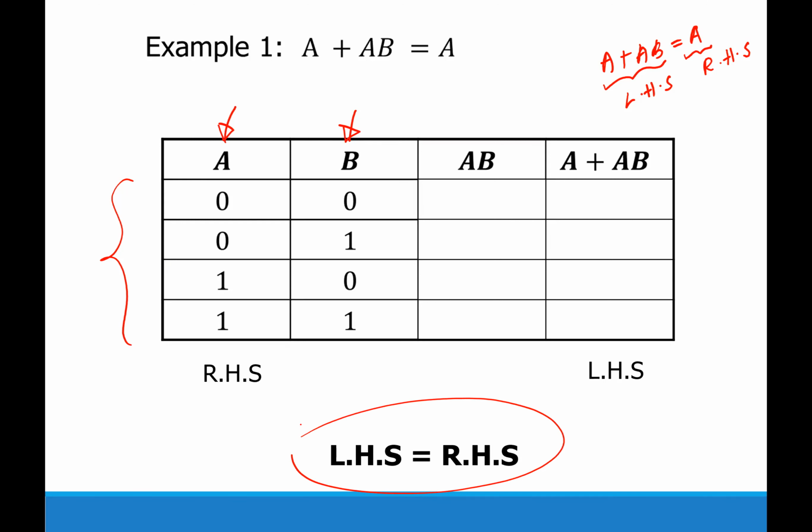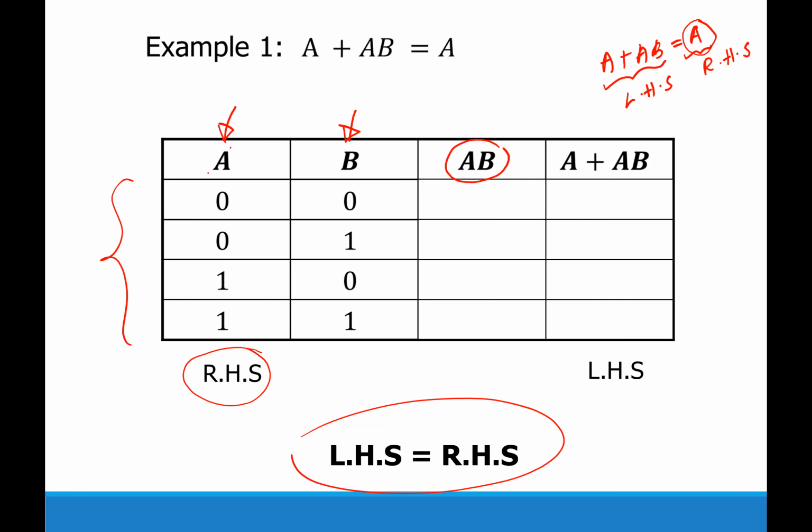So now here we have A and B. In the right hand side, we have only A. Because we have only A, we can consider now this column is equal to RHS. Now we need to find the left hand side, okay? We have A plus AB. Now to add AB to A, we need to find the value of AB, right? First we find the value of AB because we do not know the value of AB, right?